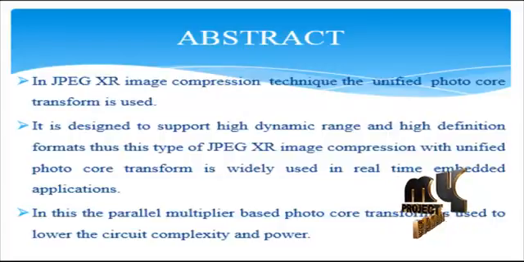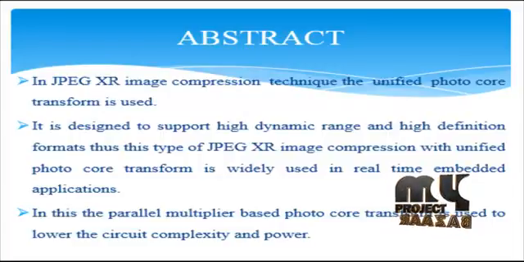JPEG XR uses a hierarchical two-stage lapped biorthogonal transform to convert image data to the frequency domain. The transform is based on the photocore transform. It requires a small number of integer processing operations for the lifting structure. At the two transform stages, the POT is optional whereas the PCT is always performed.